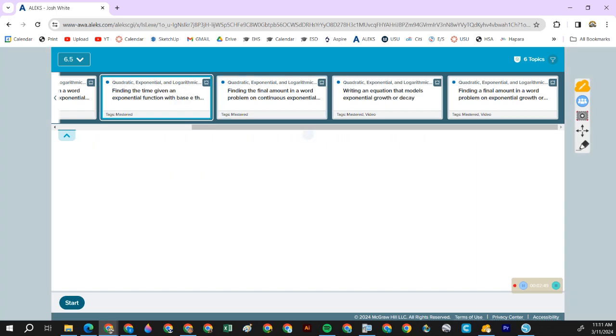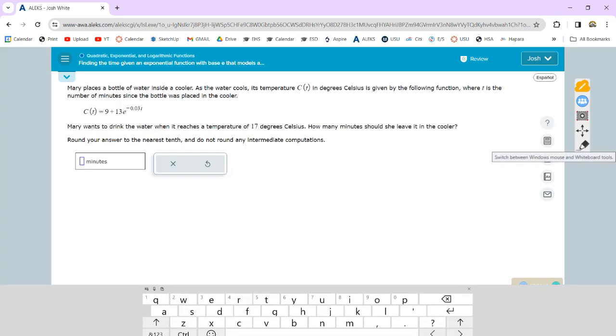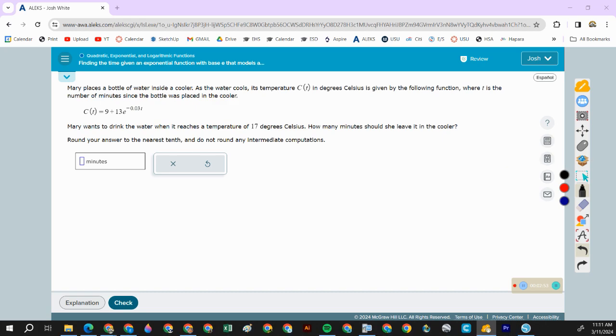And so here we have an equation. Mary places a bottle of water inside a cooler. As the water cools, its temperature in degrees Celsius is given by the following function, where t is the number of minutes since the bottle was placed in the cooler. Mary wants to drink the water when it reaches 17 degrees Celsius. That's kind of random, right? How many minutes should she leave it in the cooler?